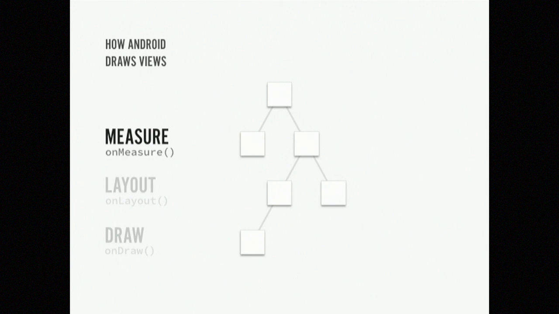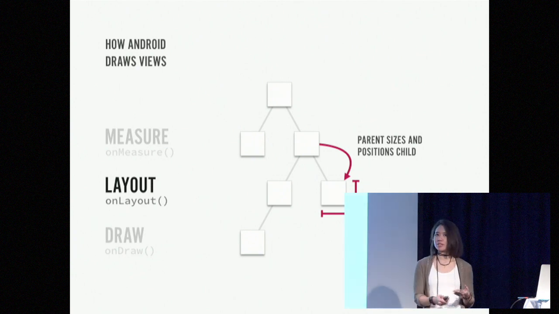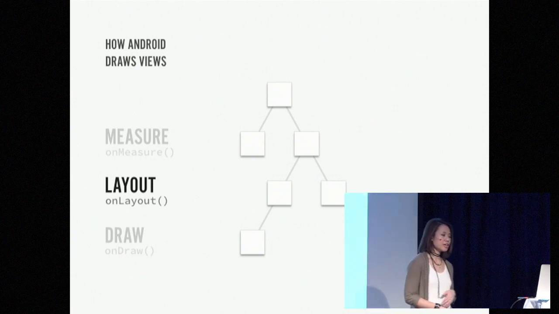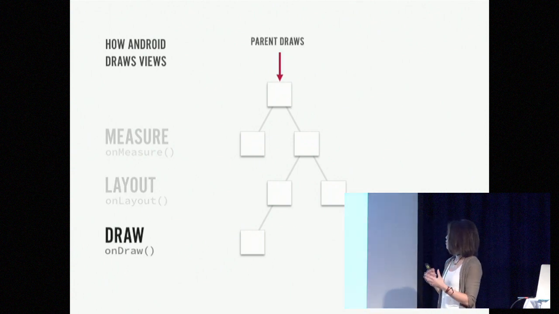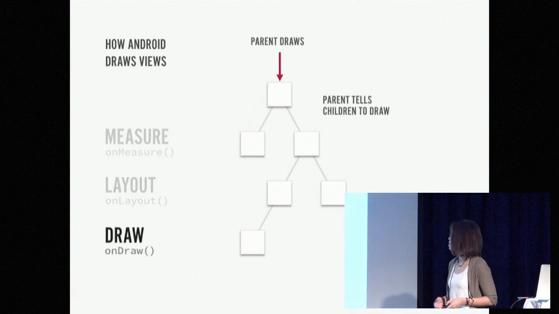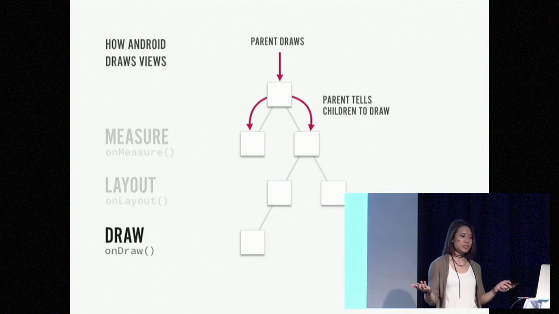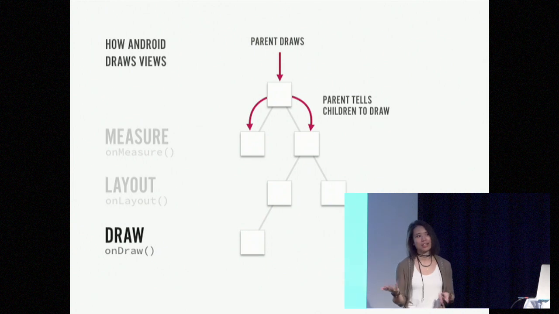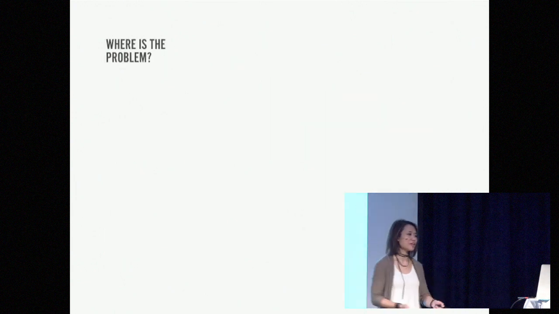So after a hierarchy is measured, it needs to be laid out. Basically what happens during the layout phase is that each parent sizes and positions each child. And then finally, once all that happens, we get the draw phase in which your view is actually drawn to the screen: the parent draws itself, and then asks each child to do the same thing. So that's pretty straightforward. And again, you could write 100, 1,000 apps where this process works really smoothly. Nothing ever happens. You're happy, your users are happy.